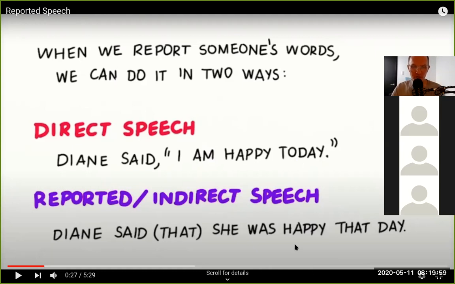And then the reported speech, those examples were found through your paragraph when you were reporting on what they said. So again, reported speech and indirect speech is the same, but basically these were the two forms that we were working on last week.